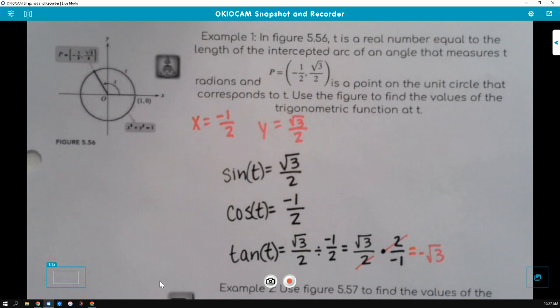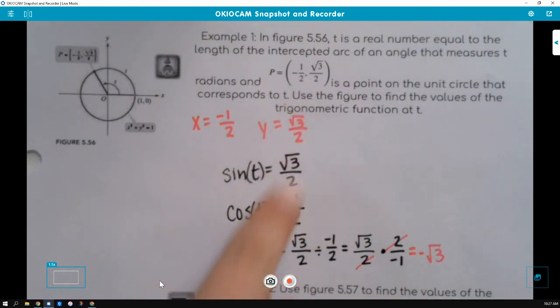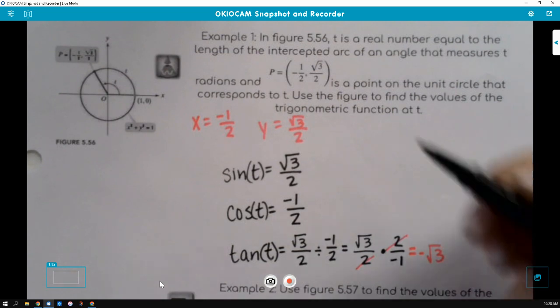I bet you have no idea why, but all you need to know right now, and we'll start figuring it out piece by piece, is that your sine is your y coordinate. So sine is literally just y, cosine is literally just x. And then tangent is y over x. I freaked out and thought I did x over y. It's y over x.